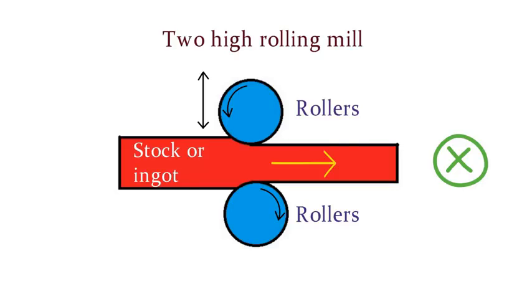Feeding of metal stock from the right side is also possible, provided that there is an arrangement for changing the direction of motion of the rollers. It means in reversing mills, we can feed metal stock from both sides. The reversing mills are used to increase productivity.